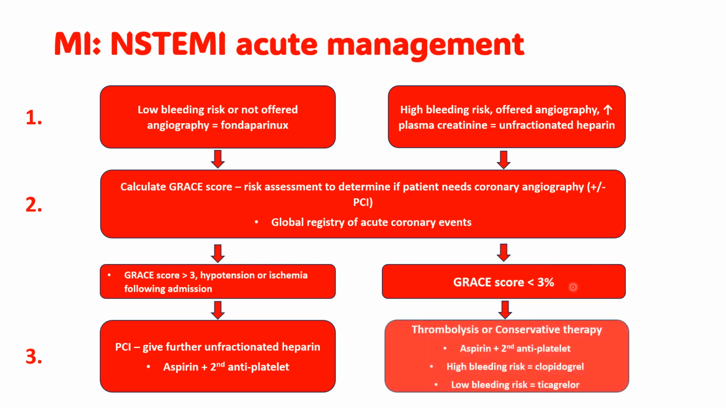So if the GRACE score is less than 3%, most patients would be considered for thrombolysis. Look for any relative or absolute contraindications, make sure there isn't any, or they might have some more conservative therapy, which would include aspirin and a second antiplatelet. If there's a high bleeding risk, you probably use clopidogrel, and if there's a low bleeding risk, they're more likely to use ticagrelor. Okay. And if thrombolysis is not effective, the patient can be referred for PCI.